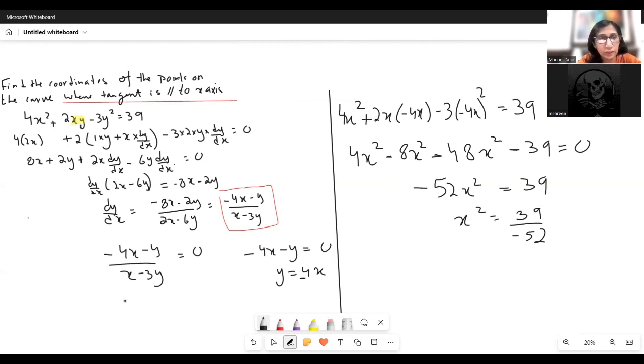A big mistake has happened. Let me check. What kind of an answer is this? y is minus 4x. y does come out to be minus 4x. Put it back, 4x square plus 2x, y gets replaced with minus 4x, so that's minus 8x square. Then minus 3 y squared, so minus 4x whole square equals 39. It's looking fine. So 4x square minus 8x square, 4 minus 8 minus 48 is minus 52.